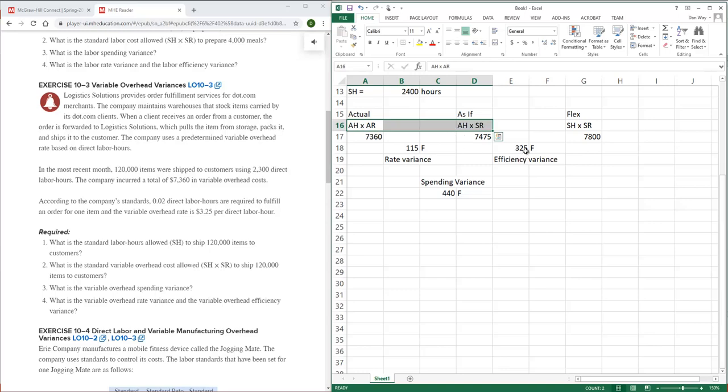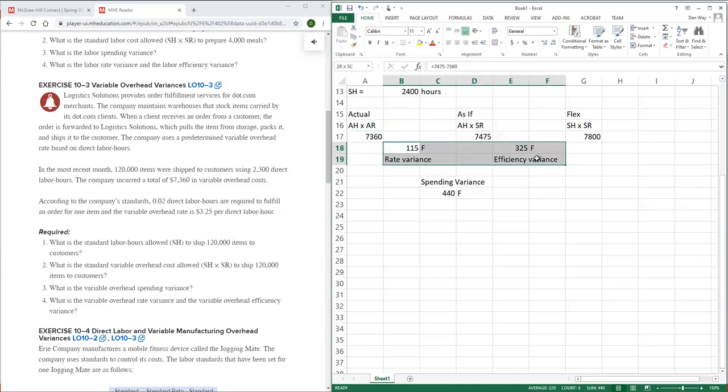And to circle back, our efficiency variance was favorable. We used fewer hours, direct labor hours, than we thought we should have. Right? And we can see that in the numbers. We used 2,300 actual direct labor hours. The standard was 2,400 hours. So yeah, we'd expect a favorable efficiency variance there. Used fewer hours than we thought we were going to or should.